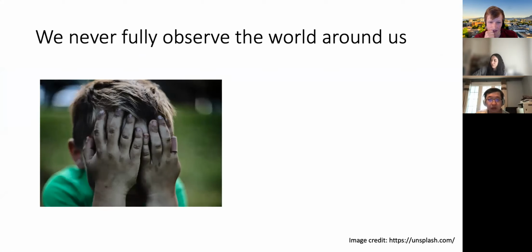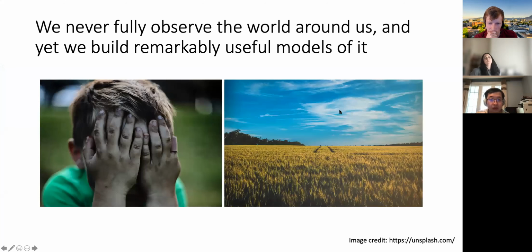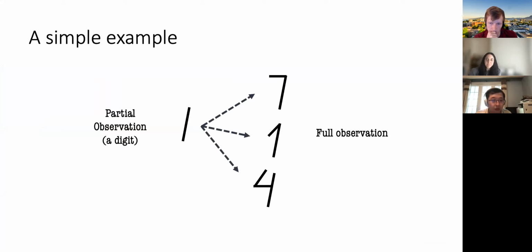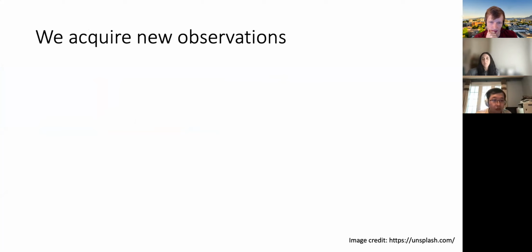As humans, we never fully observe the world around us, and yet we're able to build remarkably useful models of it. Let's see a very simple example of that. Here's a partial observation, and we know that this partial observation corresponds to a digit. There are many ways in which we can fill in this partial observation such that we obtain a fully observed digit. For example, some of you might fill it in such a way that it becomes a 7. Some others might fill it in such a way that it becomes a 1 or even a 4.